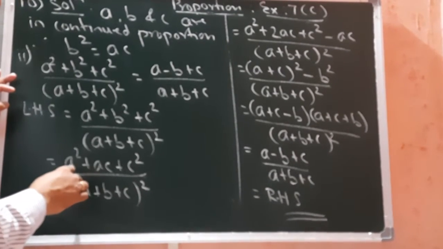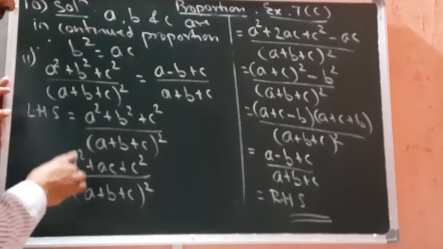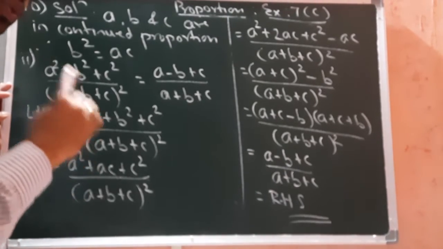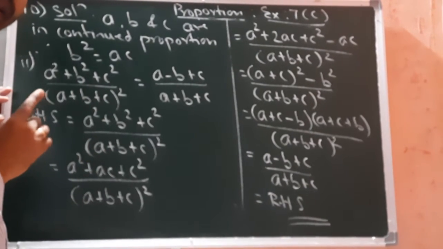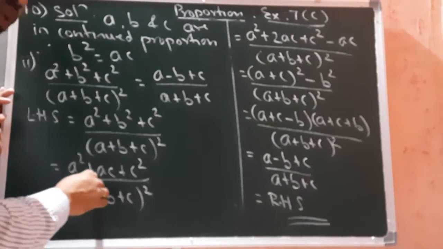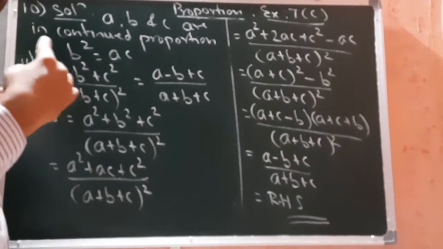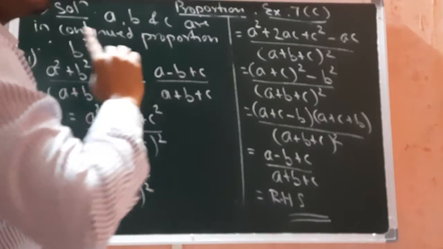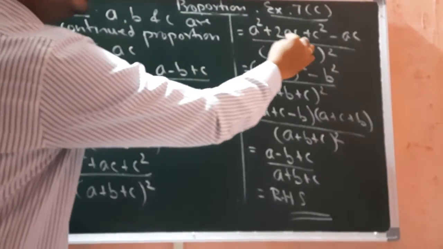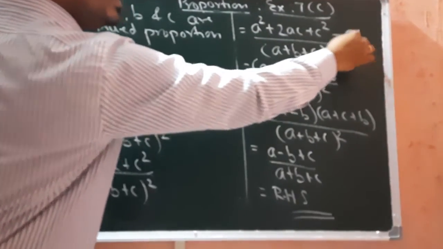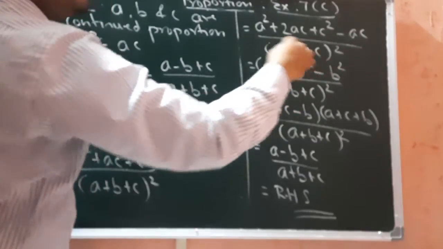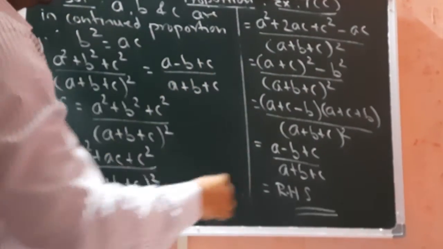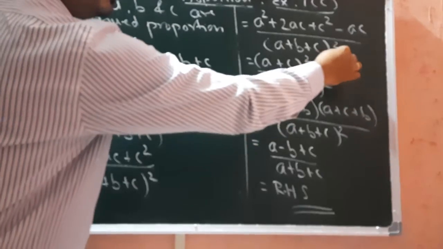Now you can see that it is making an identity, a² + 2ac + c². That kind of identity it is making. But right now here we have only one ac. So to make it as 2ac, we are adding and subtracting ac. So it becomes a² + 2ac + c² − ac. That means my question is same, just the way of writing is changed, upon (a + b + c)².